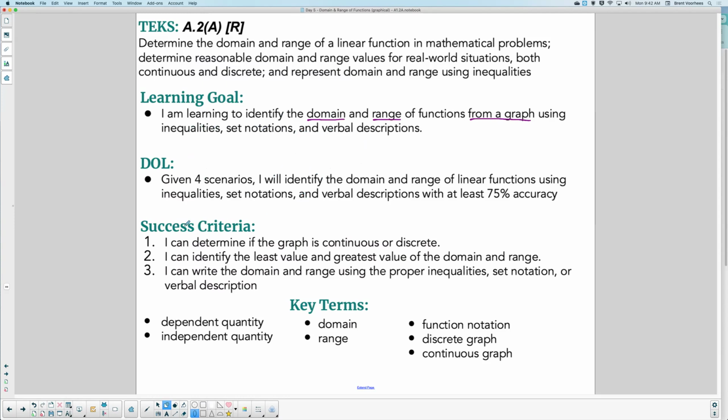Okay, so the 3 things that are necessary for you to accomplish this task: 1, you're going to have to determine if a graph is continuous or discrete. Second, we'll look for the least value, then the greatest value for domain and range, and then third, write them using the proper way of writing, either inequality, set notation, or if I ask you for a verbal, you'll talk out loud with me. That's the 3 things you'll need to be able to do to accomplish your learning goal. So with that, let's get started.